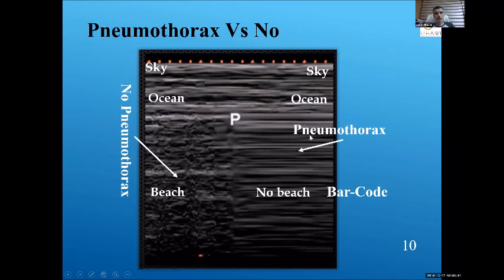Here you can see that this is the sky, which represents the skin, and then you have the ocean, which represents the pleura, and then you have the beach, which represents the lung tissue. When there is no lung tissue, you will see very frequent A lines or reverberations of them, and it looks like a barcode. So you can see a barcode here and the sky, ocean, beach sign, normal lung, pathological pneumothorax there. And you can see the lung point in here.